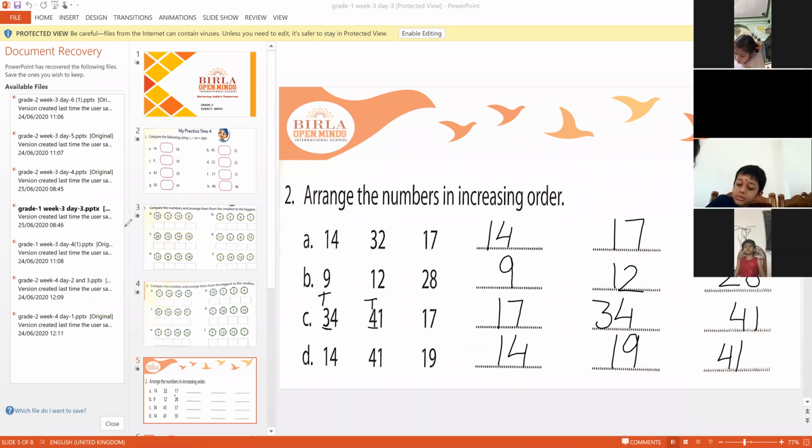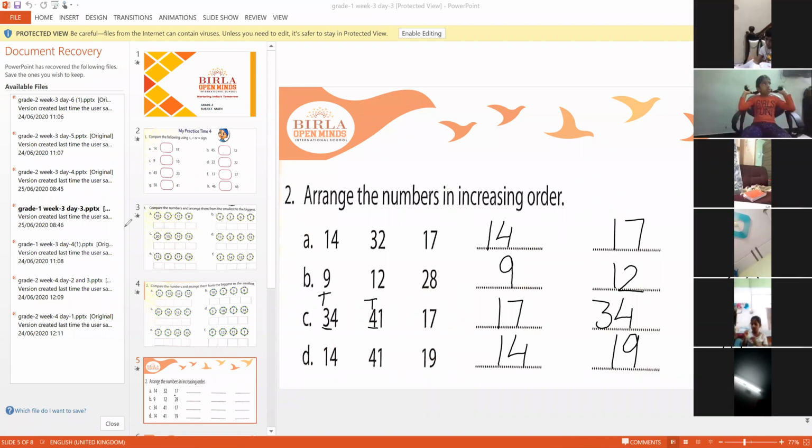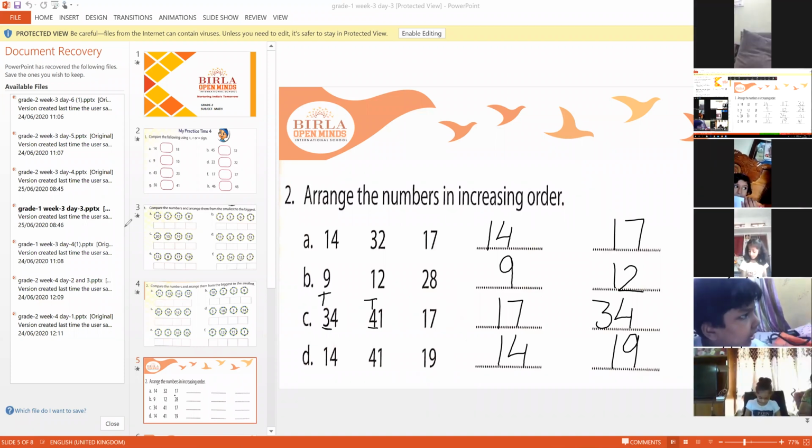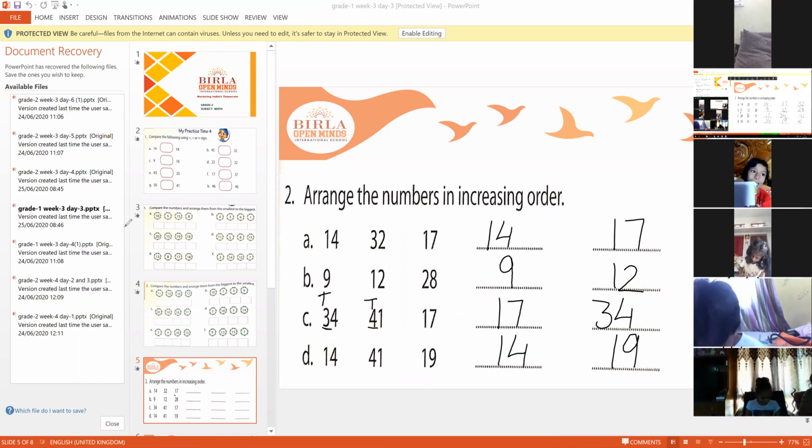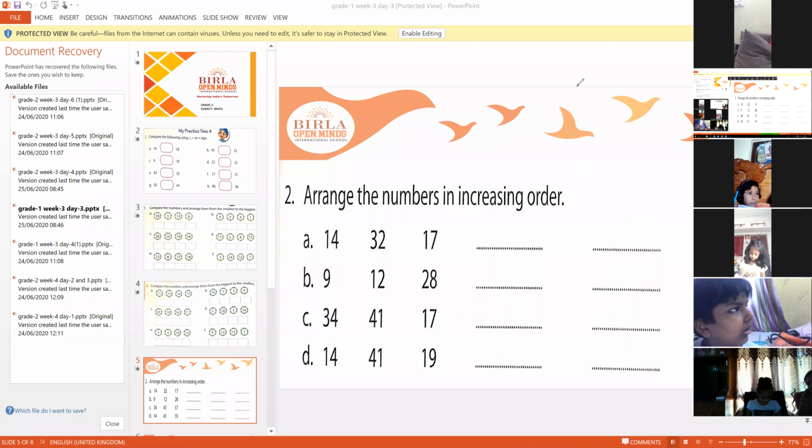Now, next question. Question number 3 is there. And here you have to arrange the numbers in descending order. Descending order means, sorry, you have to arrange the numbers in decreasing order. Decreasing order means when you have to arrange the numbers from biggest to smallest. From biggest to smallest. Right, children?